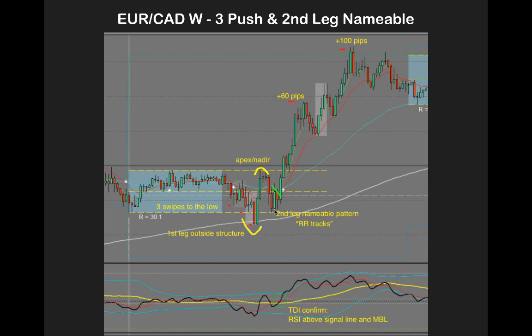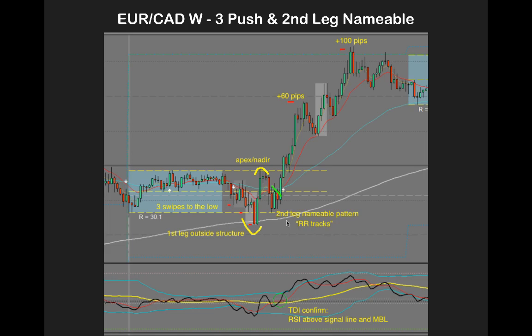Now for this particular example, we have a nameable candlestick pattern, which is railroad tracks. So you have a second leg nameable pattern, and you take your entry there. Your stop loss goes below the low of the day, down here. We have a TDI confirmation here. You have the RSI crossing above the signal line, and above the market baseline, which is this bold yellow line here.